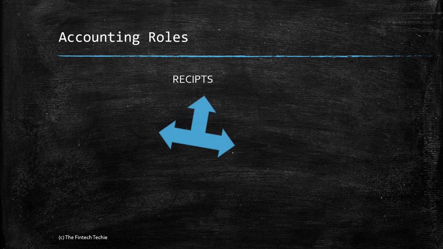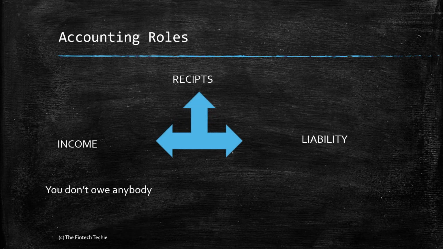All receipts can be classified either as an income or a liability. If the receipt means that you are the sole recipient of the fund and you won't owe that money back to anybody, it can be classified as an income. Whereas a receipt which you get and which you owe back to somebody sometime is a liability. That way any inflow can be classified based on whether you owe it or you don't owe anybody.